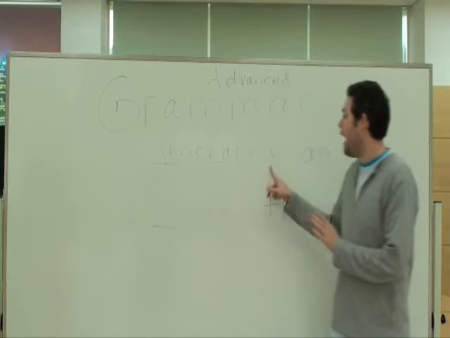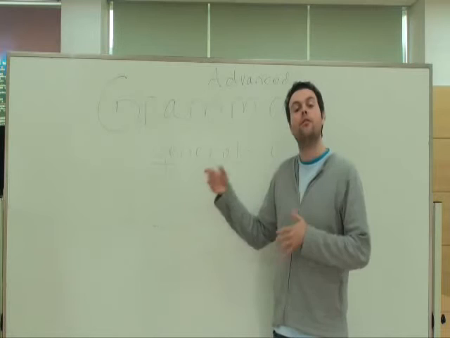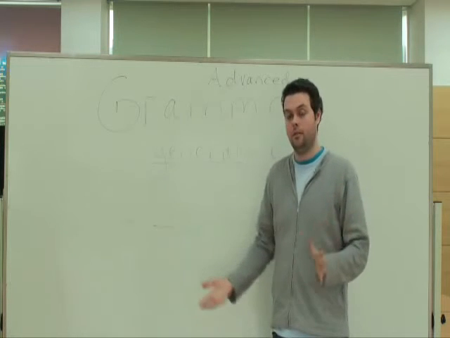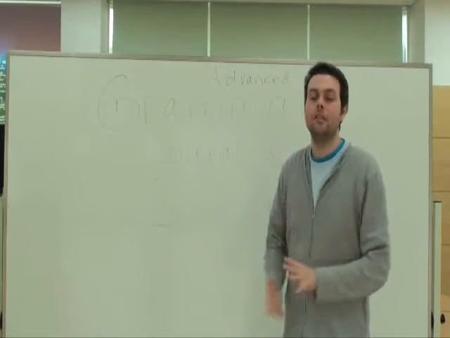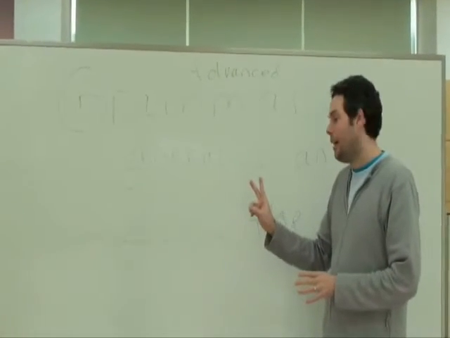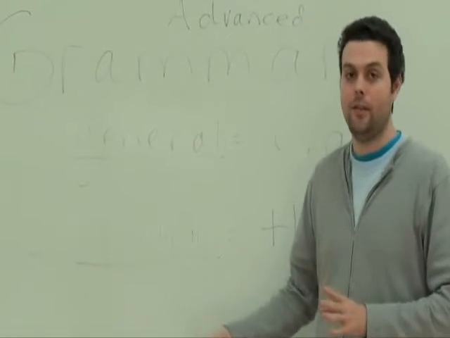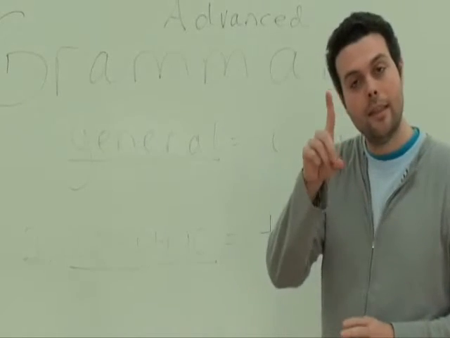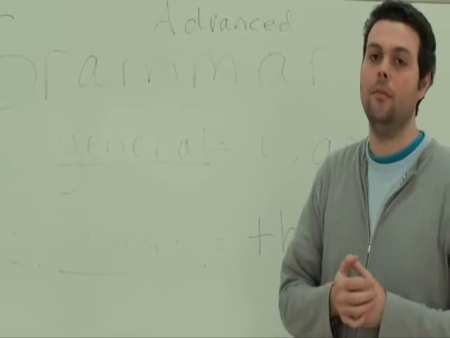Okay? A and an. These are articles you use for general things, okay? It's not one thing. It could be many things you don't know, okay? The second kind of article is the. And we use this for something specific. Usually it's just one thing, it's special, and you're talking about it a lot, okay?